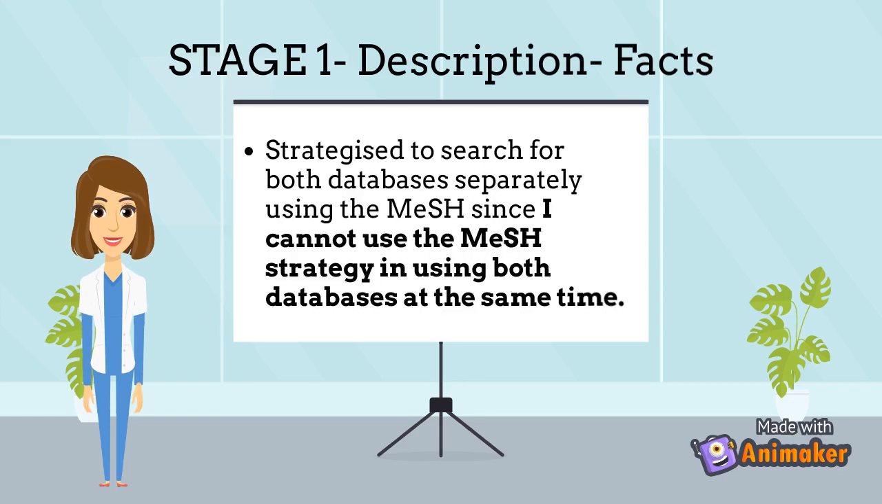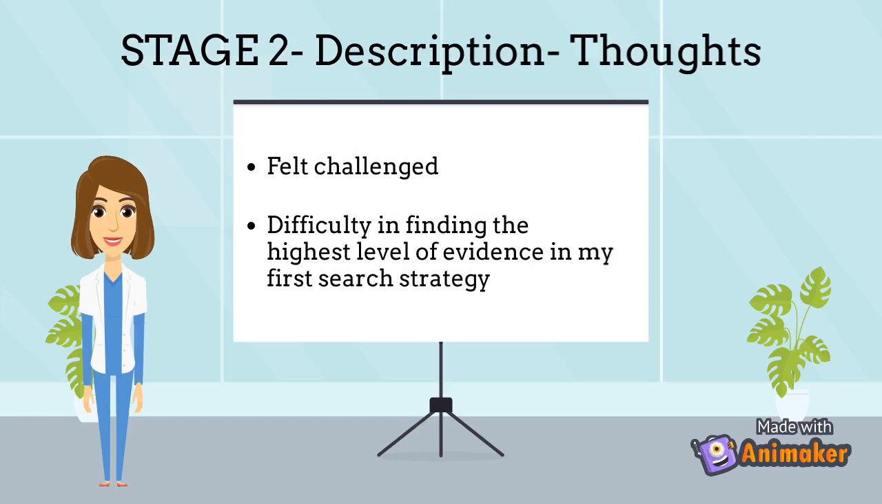My strategy to search for both databases separately using the MeSH resulted in a wider variety of information and a high possibility of paper blowout, instead of narrowing it down to a more specific answer to acquire the best possible evidence. The reason for this is because I cannot use the MeSH strategy in doing both databases at the same time. I felt challenged since I have experienced several paper blowouts, but I used this challenging experience as motivation to find the best possible evidence, so I used the Boolean operators and limiters to narrow down my research. I have encountered some difficulties, such as looking for the highest level of evidence with my first search strategy, by separately searching for my PICO framework using the 2 databases.